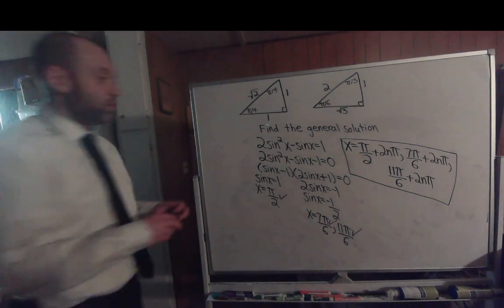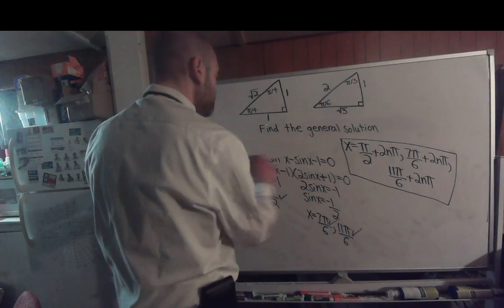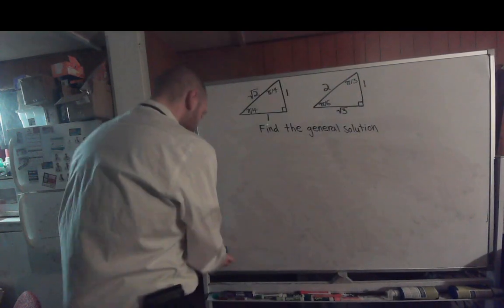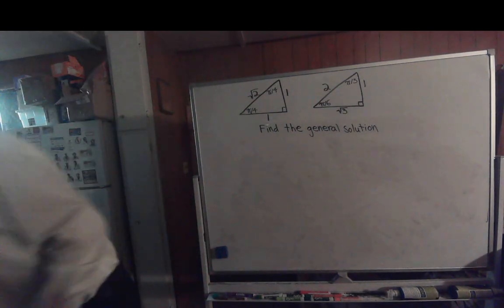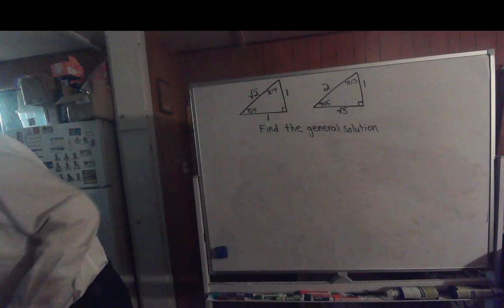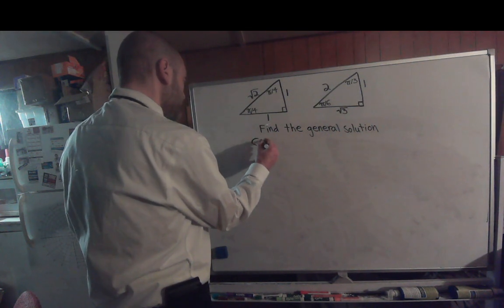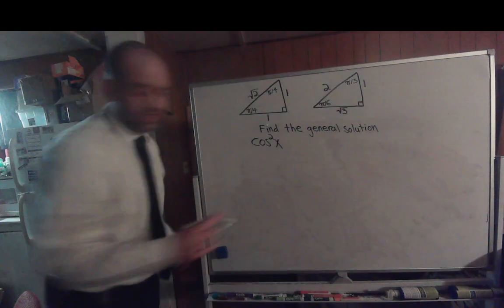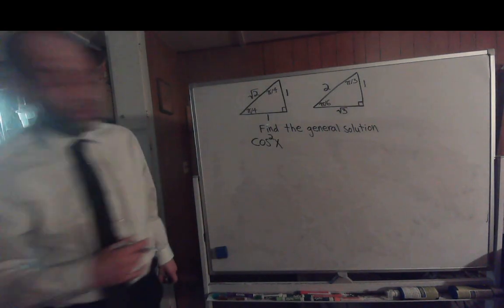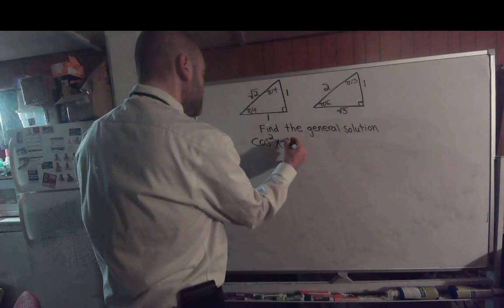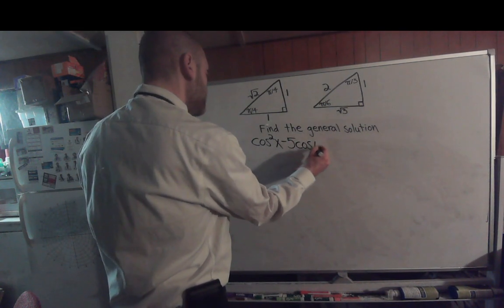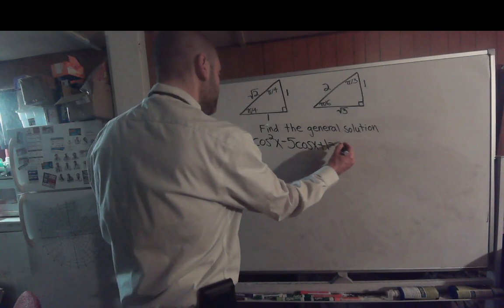I have about 5 more. I just got 5 more here. So let's see. We have the cosine squared of x minus 5 times the cosine of x plus 1 equal to 0.